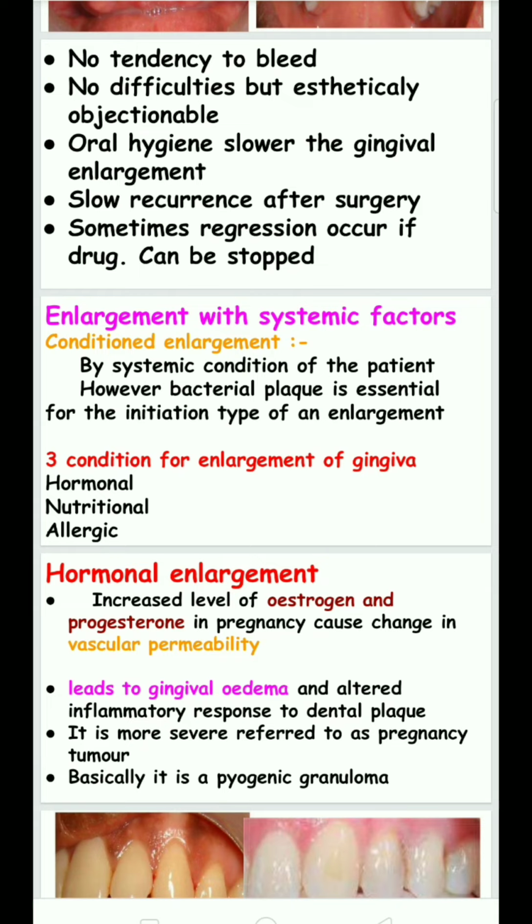There are three kinds of conditions for enlargement of gingiva. That is hormonal, nutritional, and allergic. These three conditions pave the way for the enlargement of gingiva. It is associated with dental plaque. The dental plaque inside the gingival enlargement gets developed.